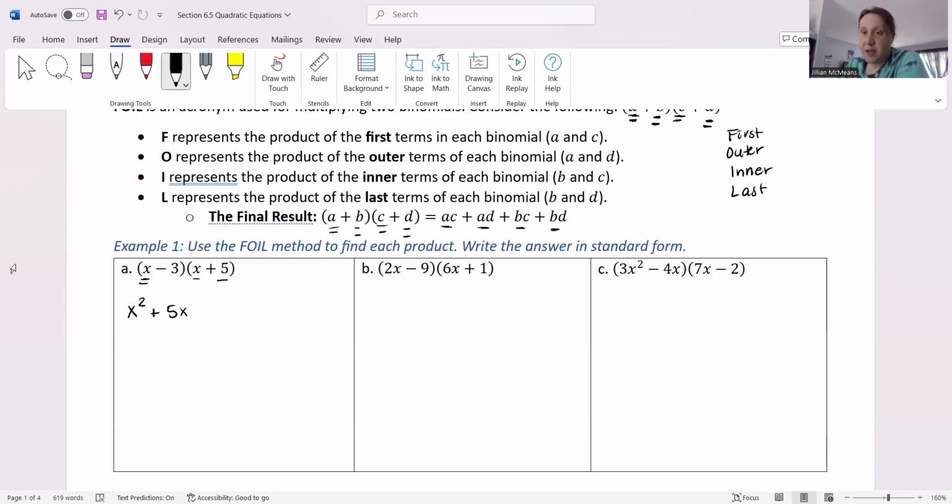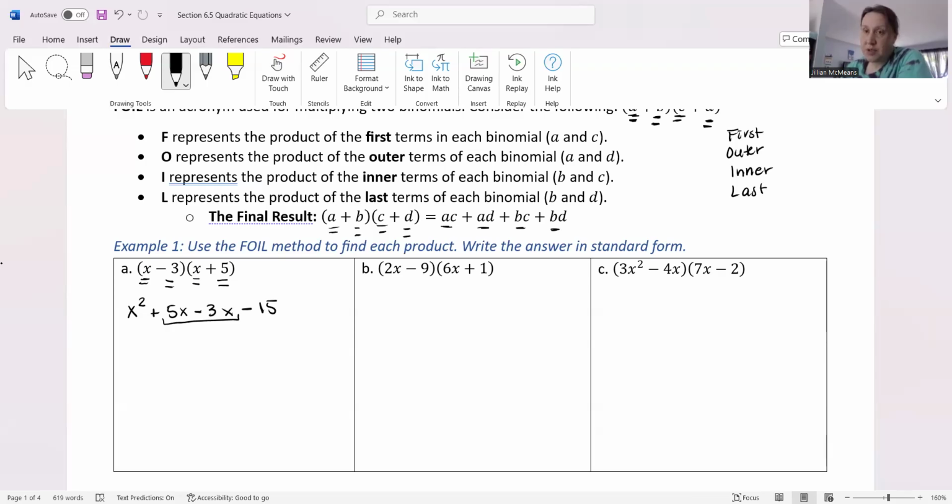All right, so I'm done with the x in the first binomial. I now need to pick up the negative 3 in the first binomial. So I want to take negative 3 times x, so that would be minus 3x. And then negative 3 times positive 5 would be negative 15. So we did our first terms, our outer terms, our inner terms, and our last terms. And now we just need to see if we can combine like terms in our products.